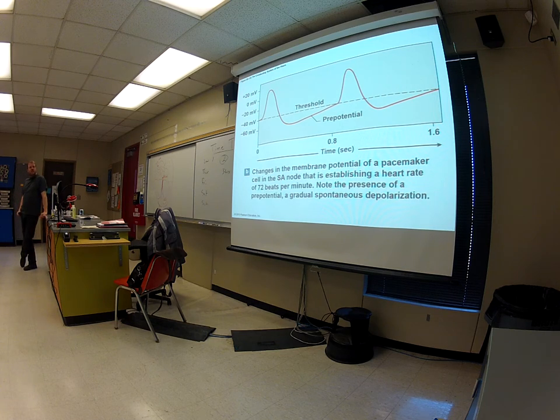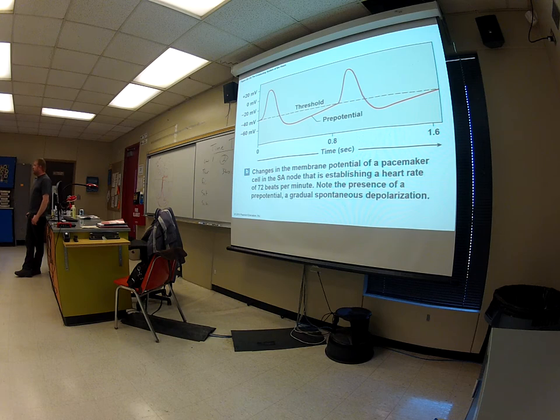The SA node will establish the heart rate. I don't know why they do 72. Every book from here to Timbuktu is 75. Okay? But they need to be different, so there you go. 72 beats per minute. It's actually 75, bless you. But, and it's actually lowered. It's slowed down from 100.